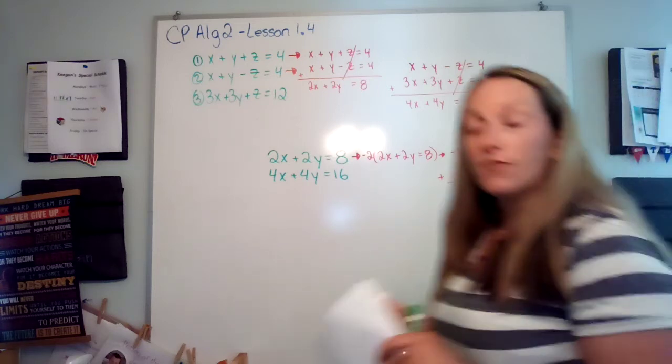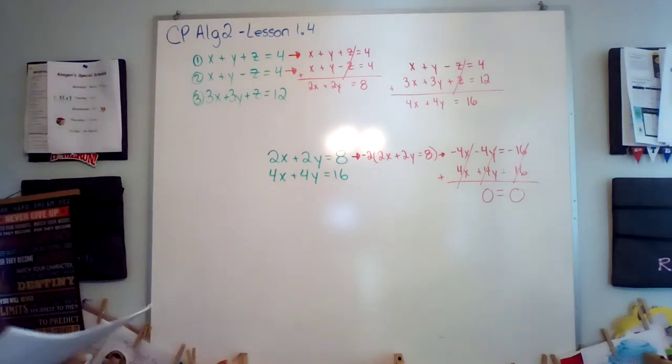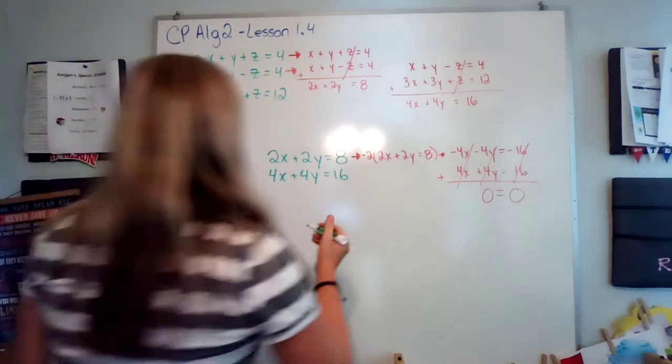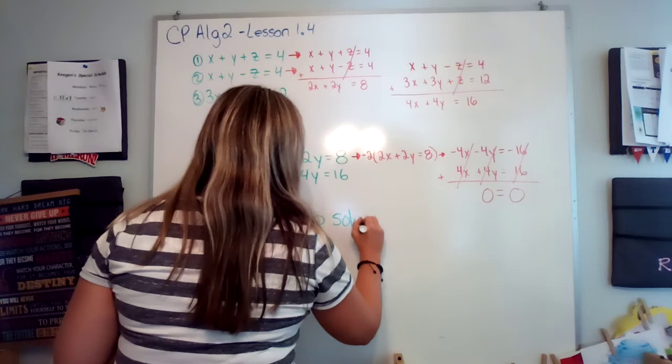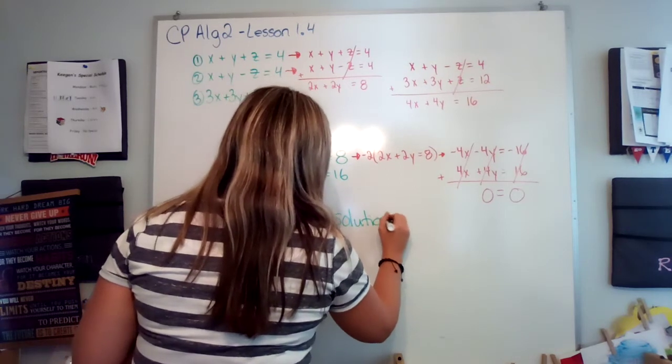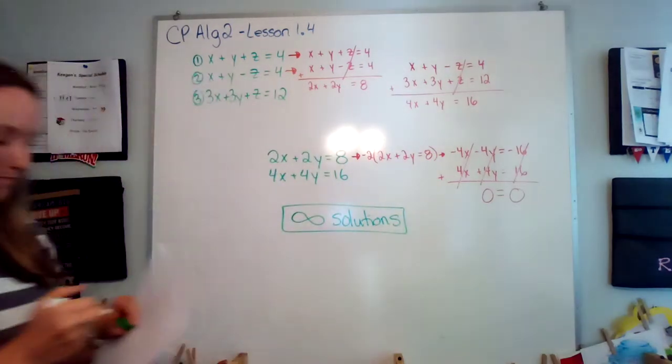Remember I said if you get an identity, you can stop because the system has infinite solutions. So you can stop. You don't have to do anything more, and you can say infinite solutions.